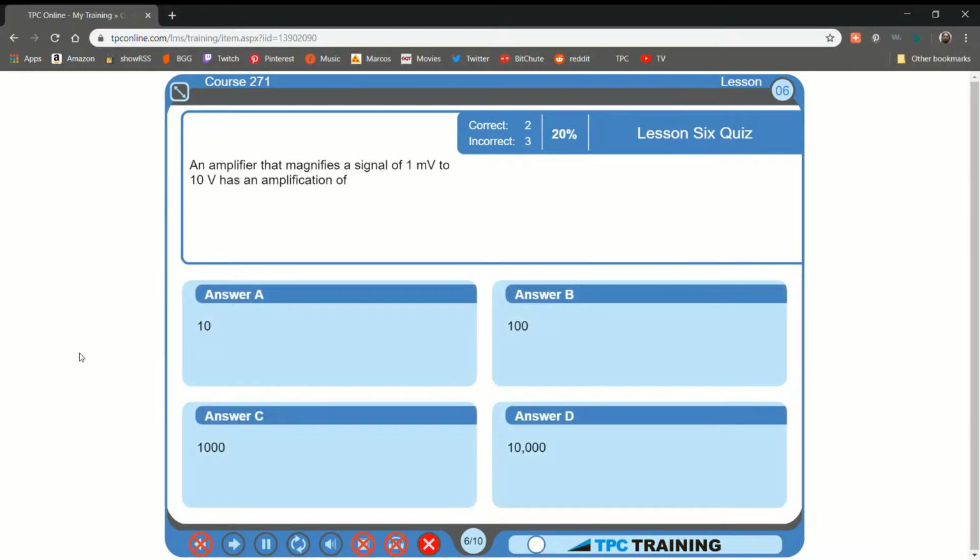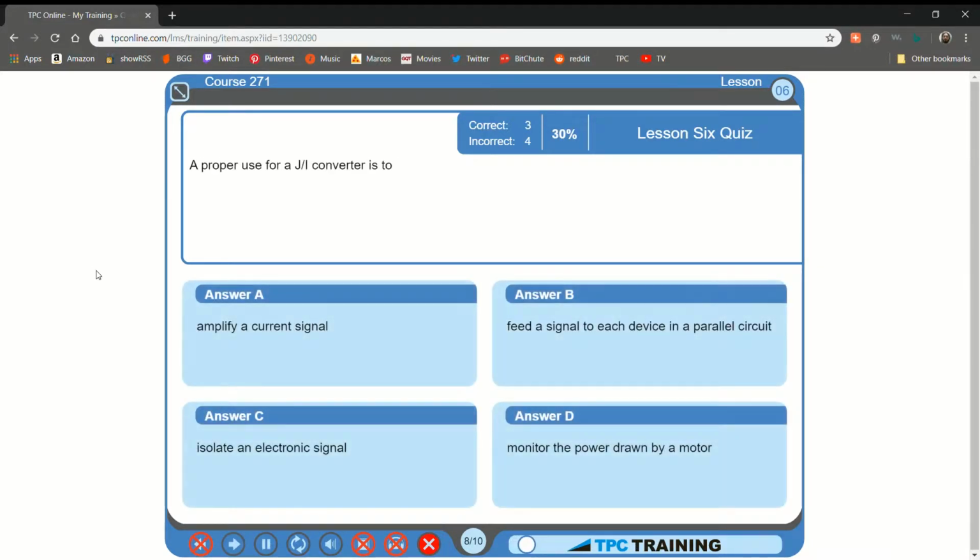An amplifier that magnifies a signal of 1 millivolt to 10 volts has an amplification of. That is not correct. Which type of device would you use to convert the signal from a central console to a pneumatic valve? A. II. That is correct. A proper use for a JI converter is to A. Amplify a current signal. B. Feed a signal to each device in a parallel circuit. That is not correct.